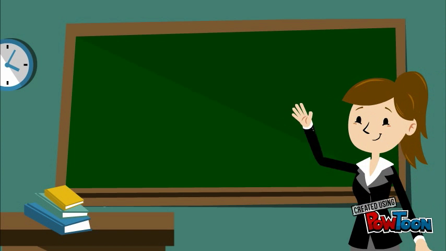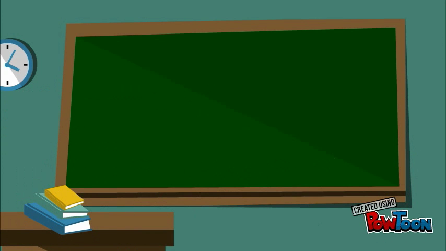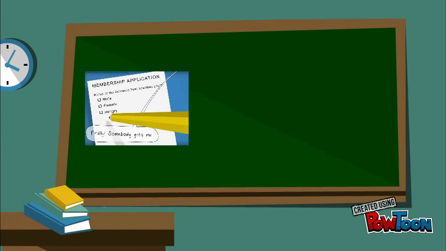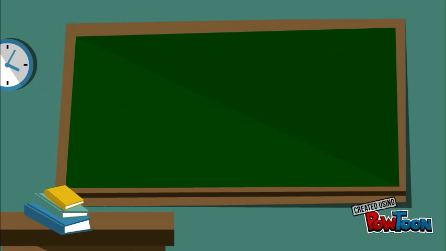You should put together all your organized data. When researchers have data, the first thing you should do is the data collection form. Data collection and descriptive statistics is based on these variables: ID, gender, building, reading score, and math score.